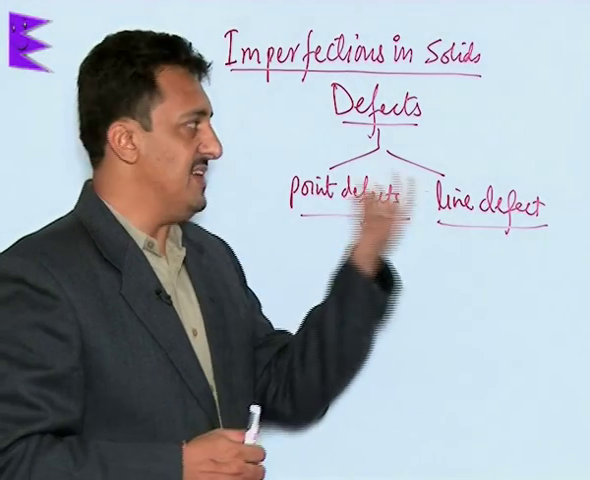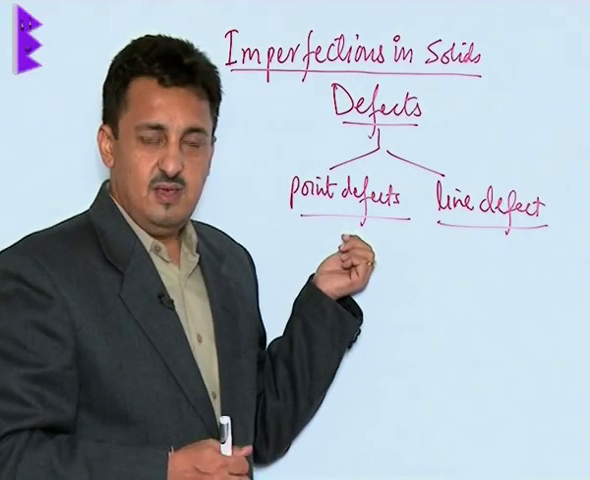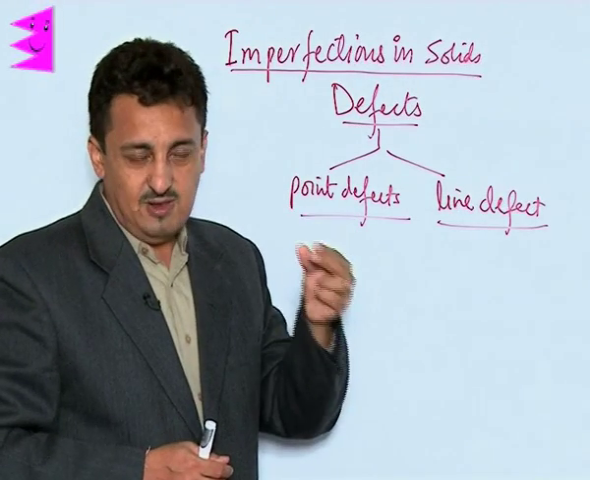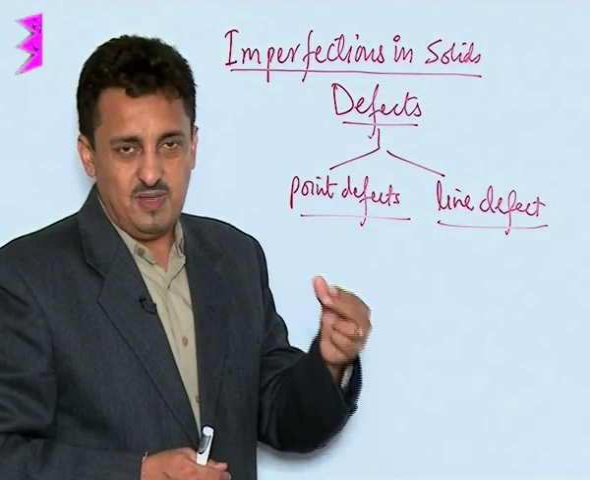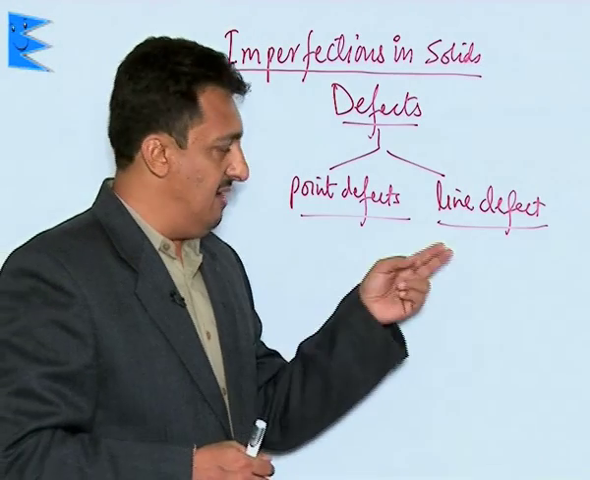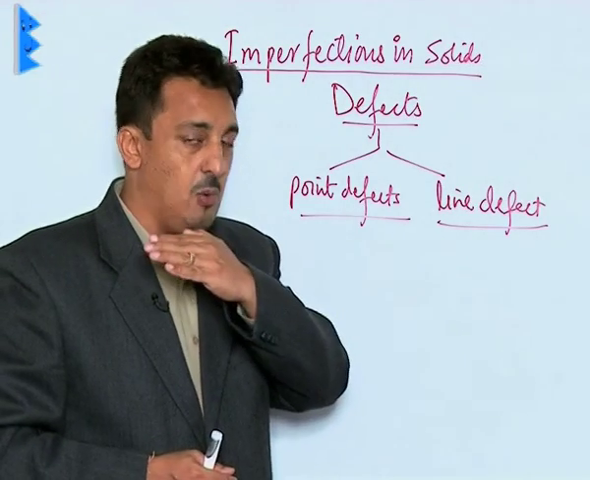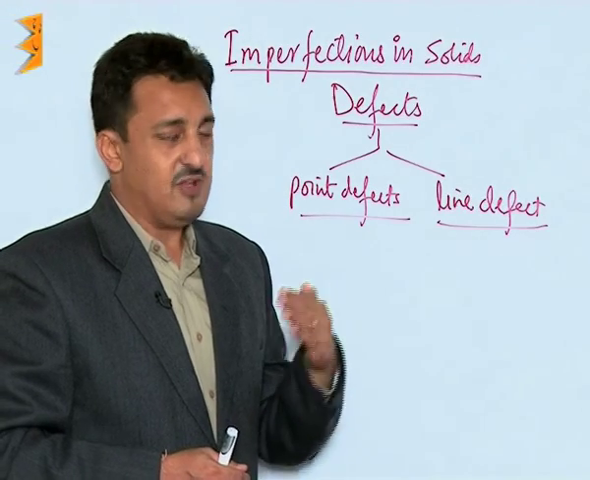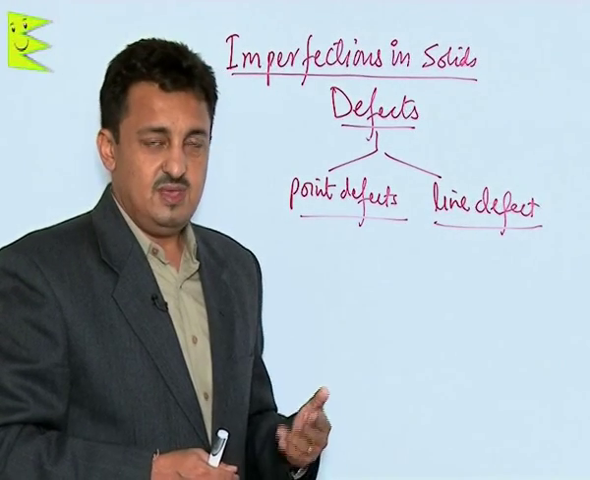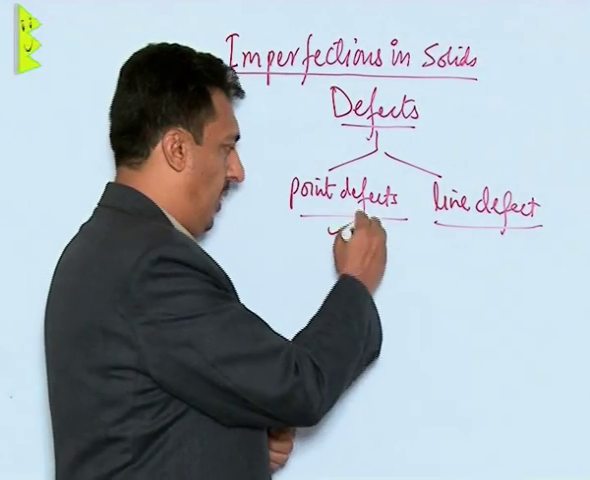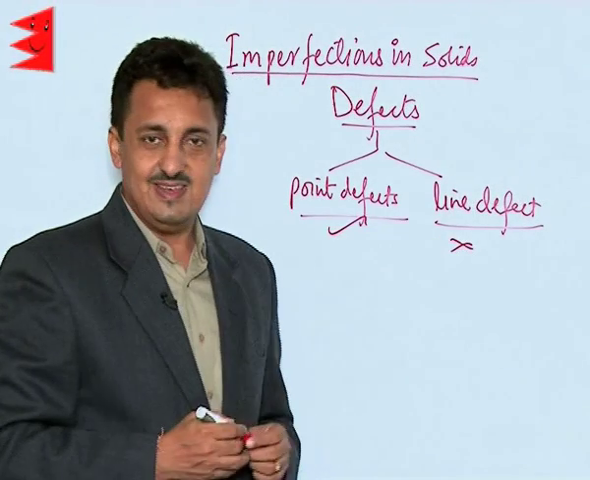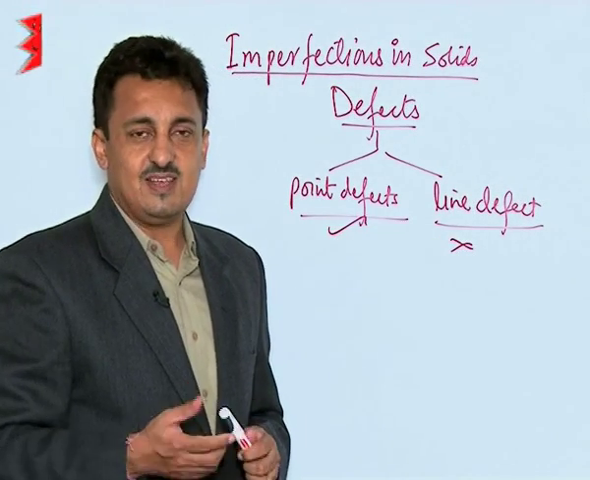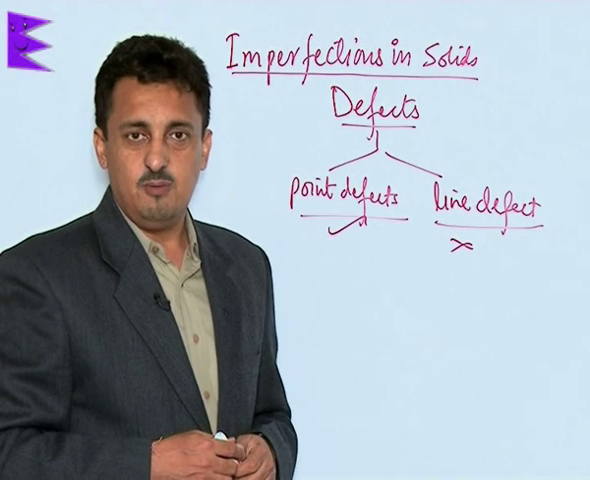So defects can be point defects, when some particles at particular points are missing or are not present at the usual place, and when the whole of the particles along one line are not present at their usual position, we call it line defect. In our syllabus we have point defects and not the line defects in detail. So let us discuss the types of point defects.